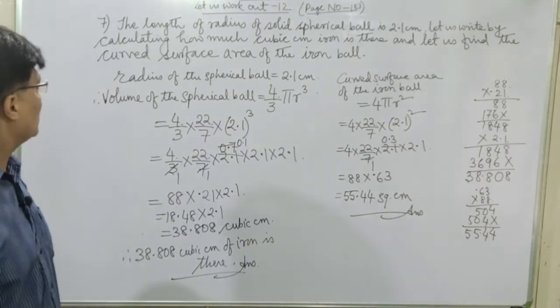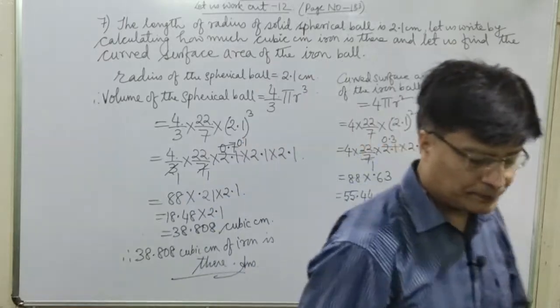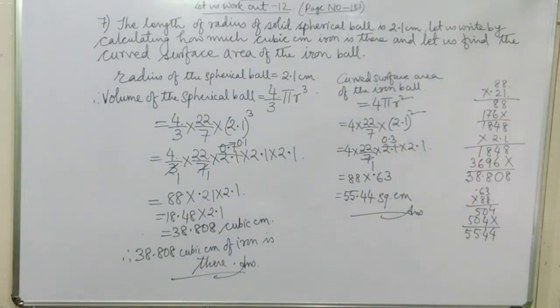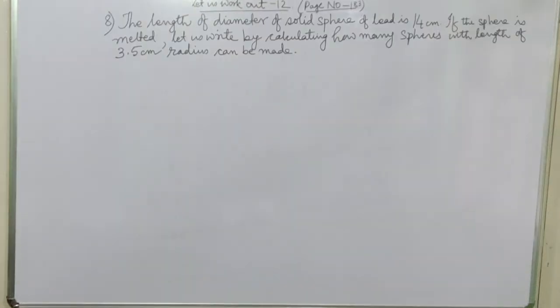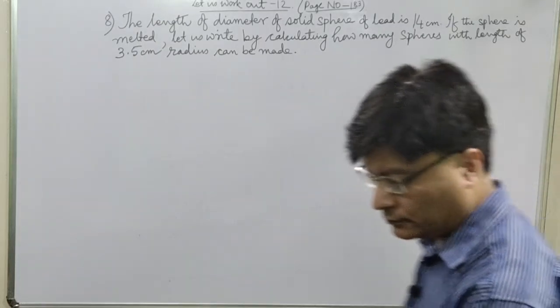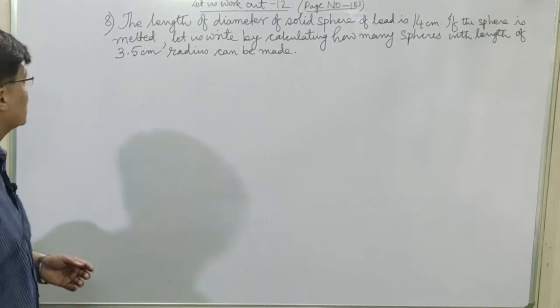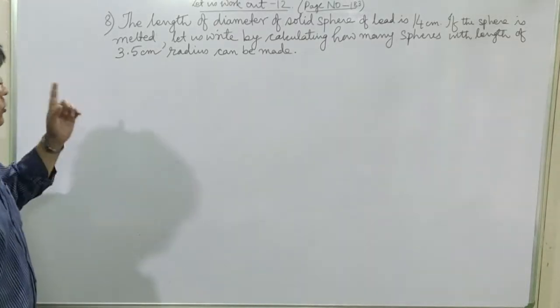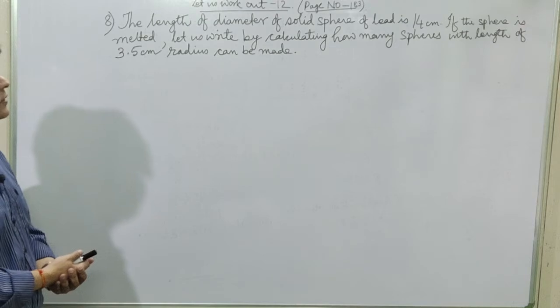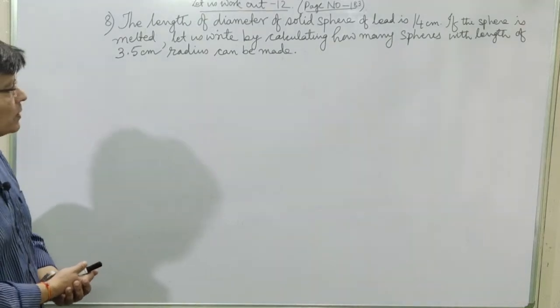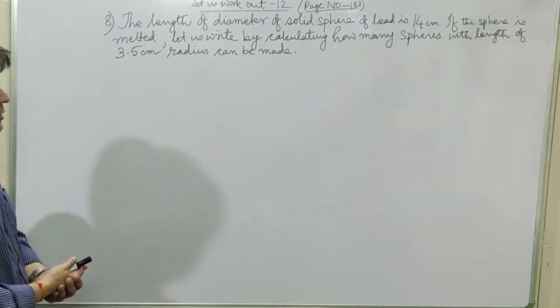Practice. Now we'll do the next question, that is question number 8. So now we will do the next question, that is question number 8. So question number 8 is: the length of diameter of a solid sphere of lead is 14 centimeter.